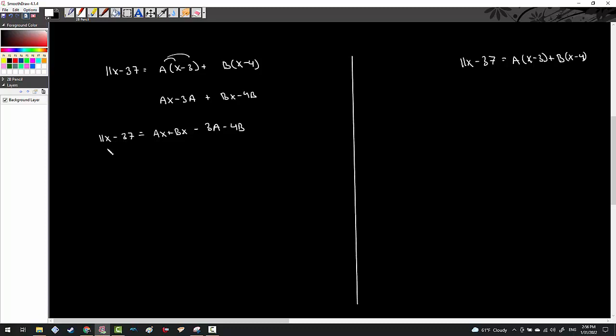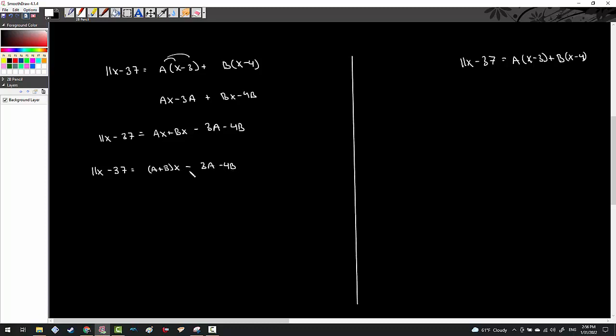So now from here, I'm going to do something called solving by association. Before I do that, I'm going to say 11x minus 37 is equal to, I'm going to factor out an x here, and I'm going to call it a plus b times x minus 3a minus 4b.